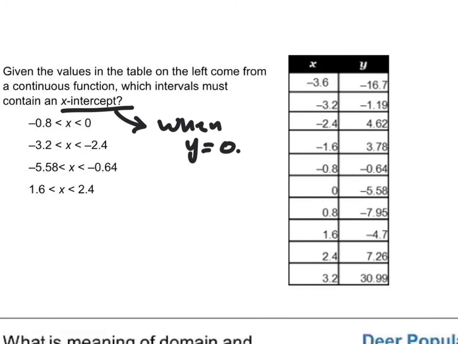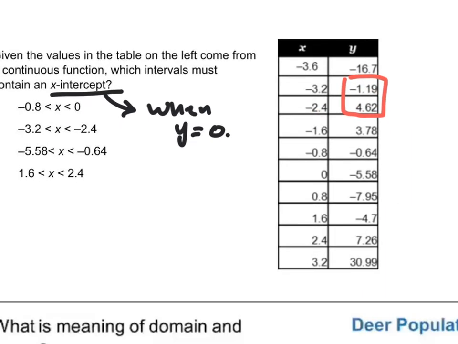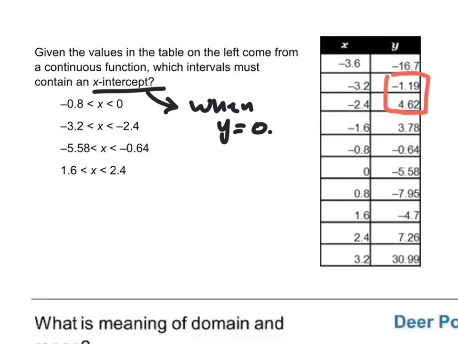It's when the y values change from negative to positive or positive to negative that I'm looking at. So here is where I notice that the y values change from positive to negative. So what we know is that at some point in between negative 3.2 and negative 2.4, you had to have a y value of 0. Let's just kind of sketch a graph of this too.